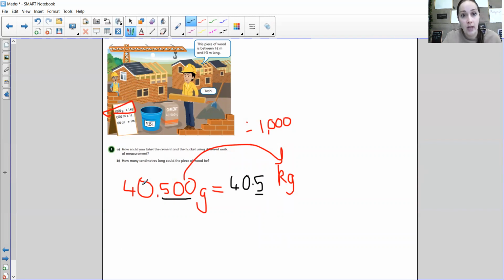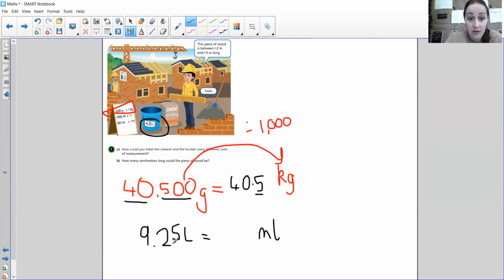4,000 grams would be 4 kilograms, so 40,000 grams would be 40 kilograms. Perfect. Next one then, let's do the cement. 9.25 litres. What am I turning this into? Well, I'm turning this into millilitres. How many millilitres in a litre? 1,000. So I know I need to times this by 1,000.